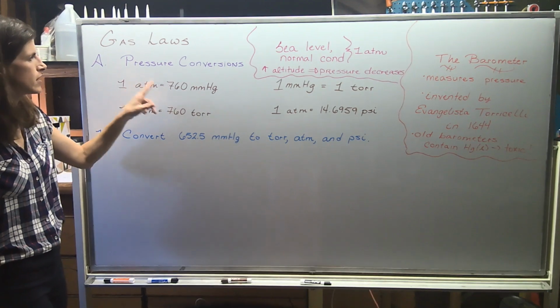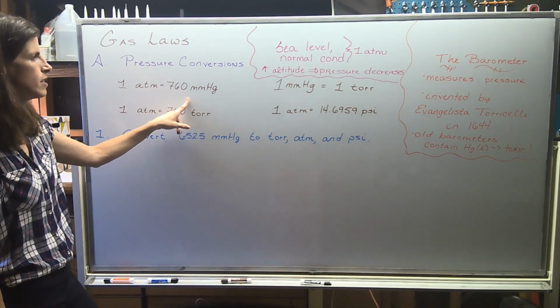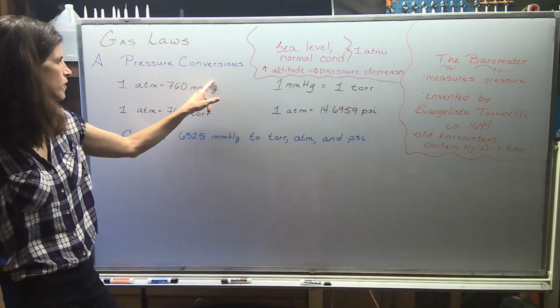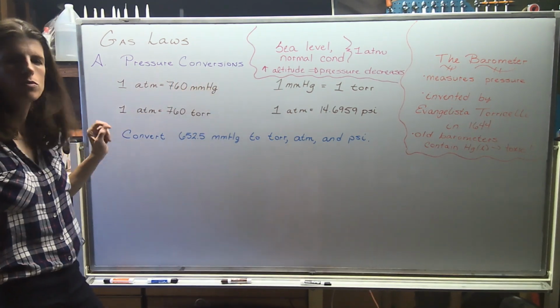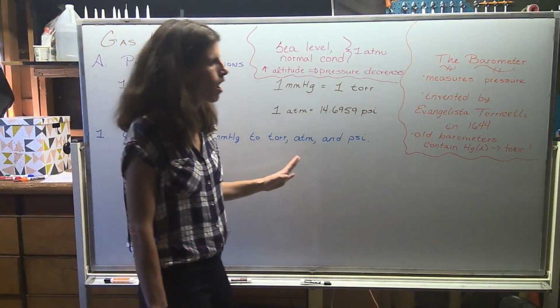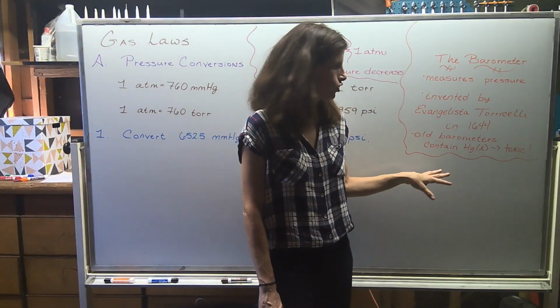1 ATM is equivalent to 760 millimeters of mercury. And this is the one I see most often in the lab. We use millimeters of mercury a lot. And there's a picture of a barometer on your lecture handout.